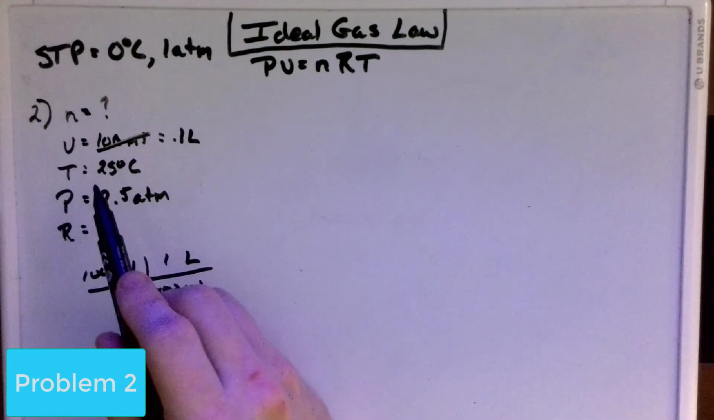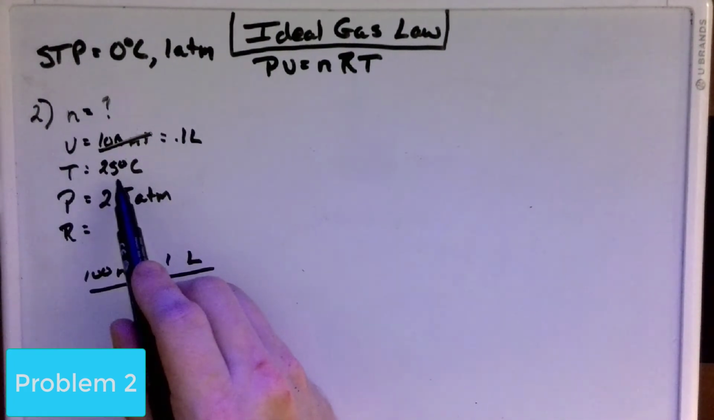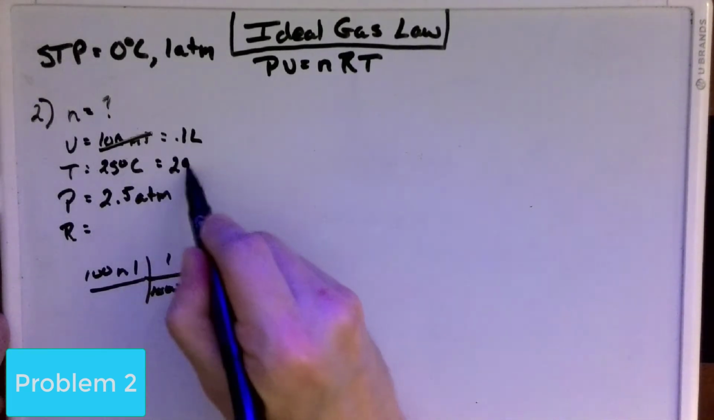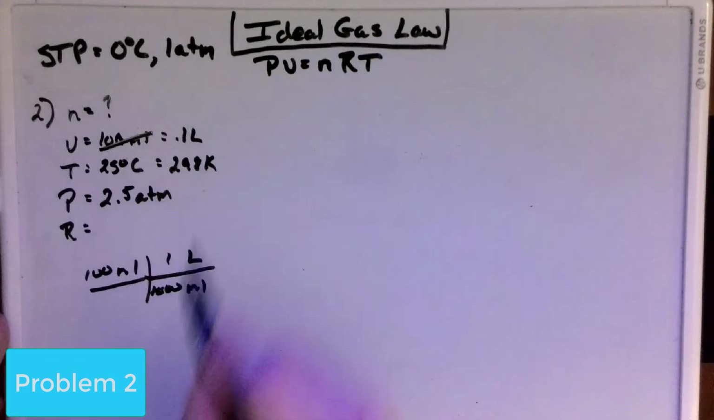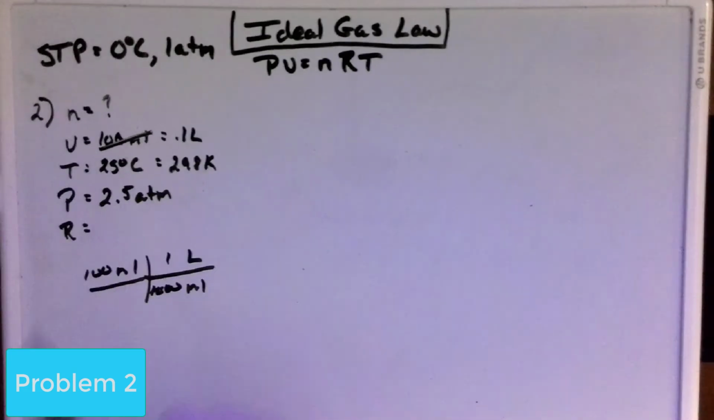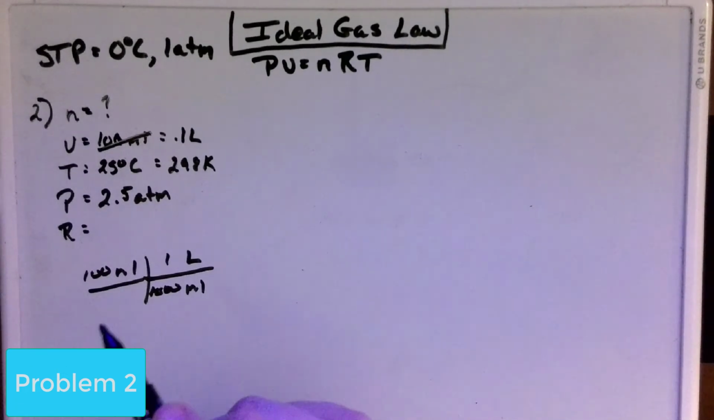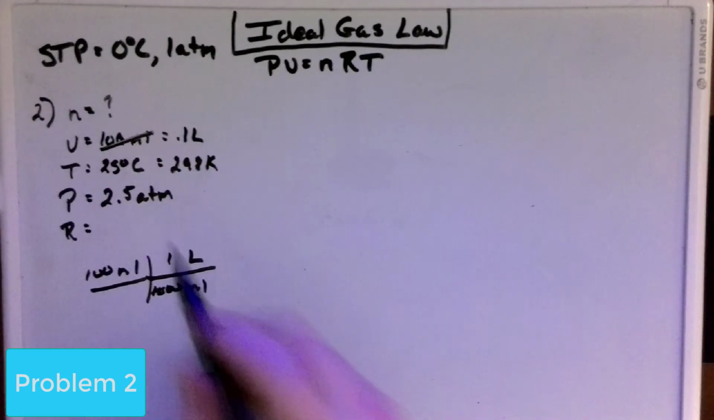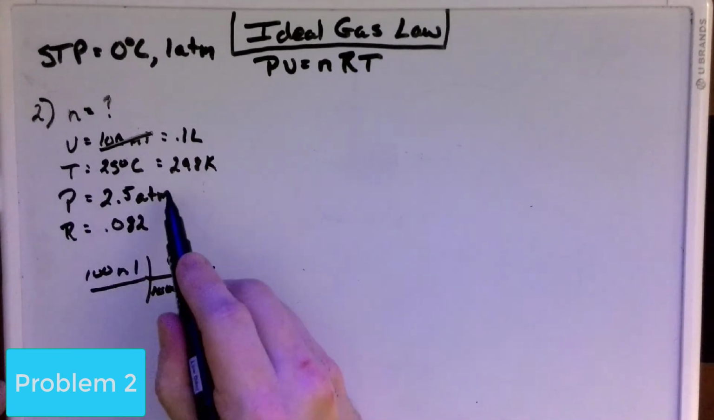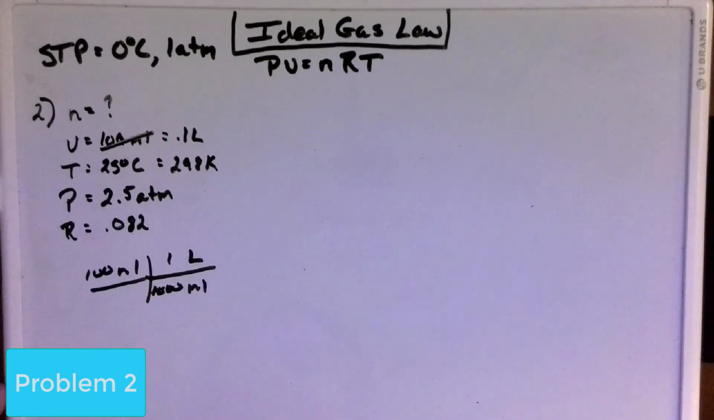Temperature we know is impossible to use. We can't use Celsius, we must use Kelvin. So you add 273, and that is 298 Kelvin. Atmospheres is okay. We do have an R value for atmosphere. According to the previous information on this page, the R value for atmosphere is 0.082. And so we can keep using atmospheres.